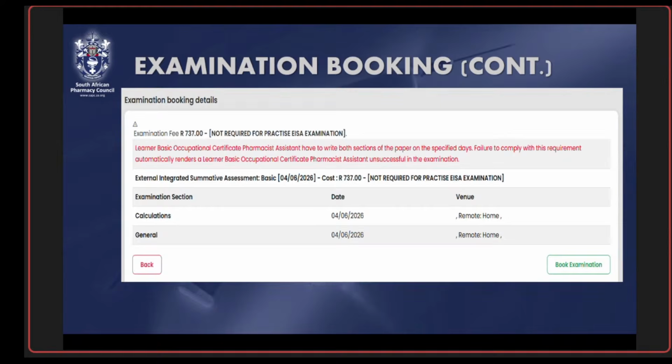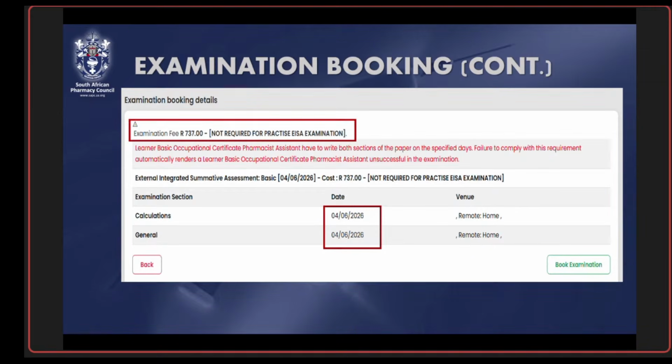So once you have selected the venue, you will be taken to the screen where you can just click on the tab book examination and the booking will be done. But if it was for an actual EISA where you need to pay, then there will be another screen that shows the method of payment that you'll be using.